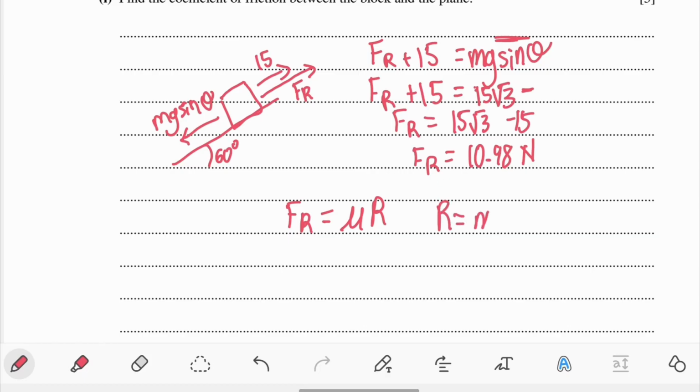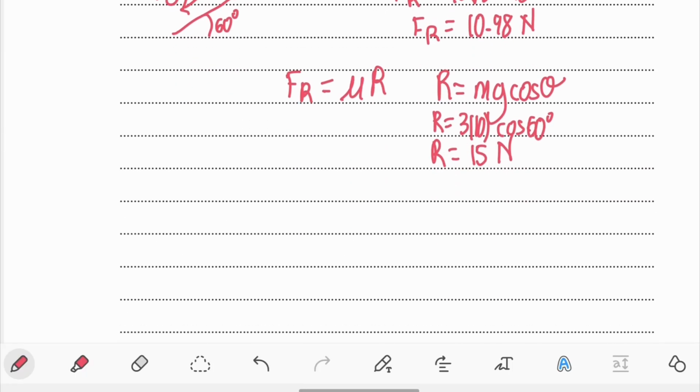R is actually equal to mg cos theta, so that will be equal to 3 times 10 times cos 60 degrees. So R is equal to 15 newtons. So now that we have R and we have our resistive force, we can just plug them into the equation. So 10.98 is equal to mu times 15. So mu is equal to 0.732 as our final answer.